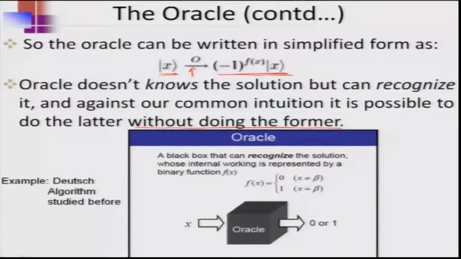An example of that you have already seen, in the case of the Deutsch algorithm, where the black box which we call the oracle is the one which can recognize the solution, whose internal working is represented by a binary function. Once we put it through the oracle, the functional form gives out either 0 or 1, although the oracle keeps itself the same way. So, basically I can keep using the oracle over and over again and get the algorithm going, and this is one of the ideas of making sure that we can apply quantum concepts to develop a faster way of computing.